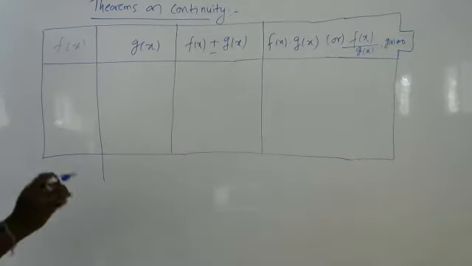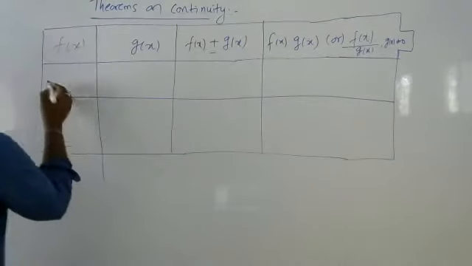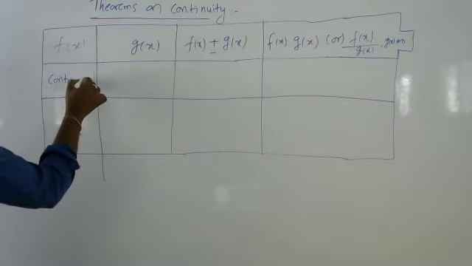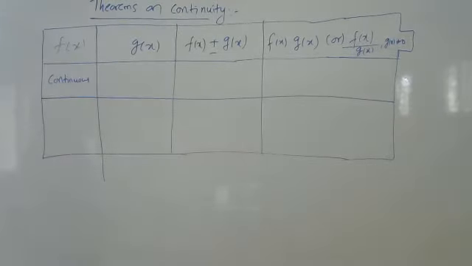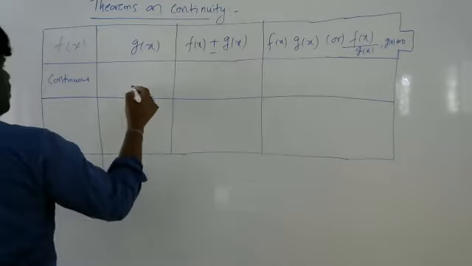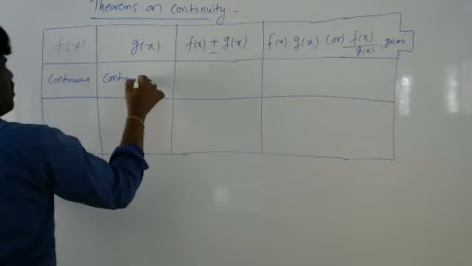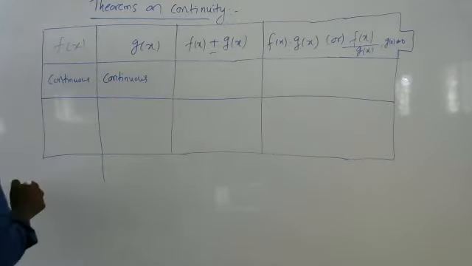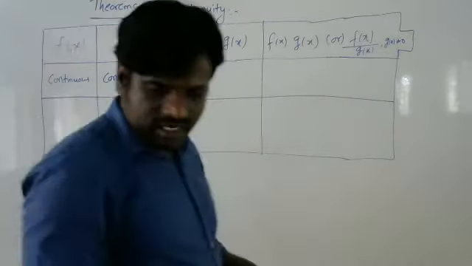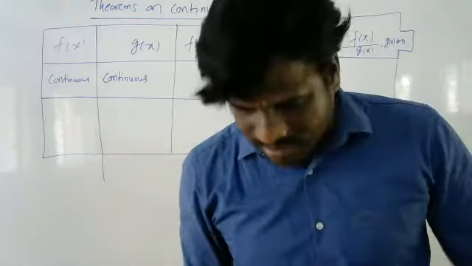Therefore, the properties are: f of x is continuous, and g of x is also continuous. If f of x is continuous and g of x is continuous, then f of x plus g of x is also continuous all the time.